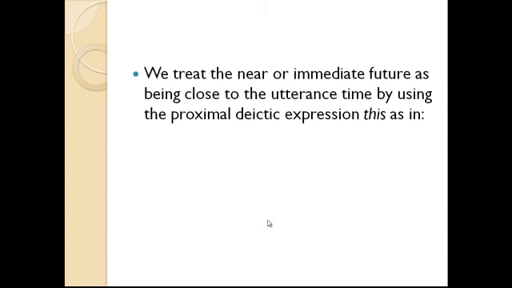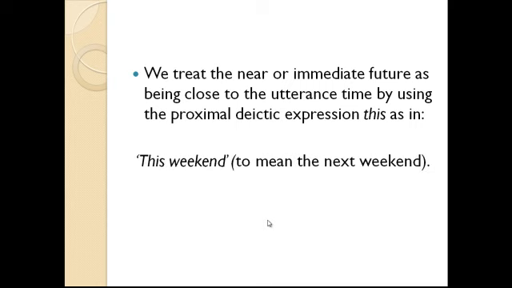So we treat the near or immediate future as being close to the utterance time by using the proximal deictic expression this, as in this weekend, to mean the next weekend ahead. When you say this weekend, what it means there is you're treating the coming weekend as something that is being closer to you in time. And that is why we're saying such phrases will also be referred to as proximal deictic expression. In this particular case, the usage of this is a deictic expression.